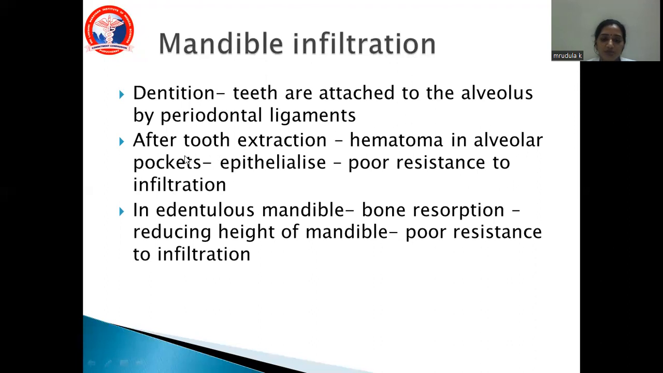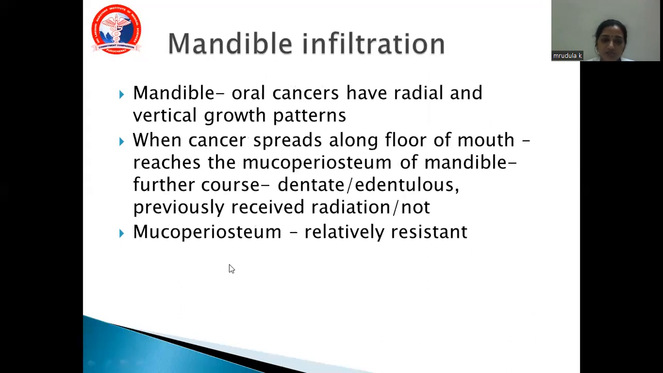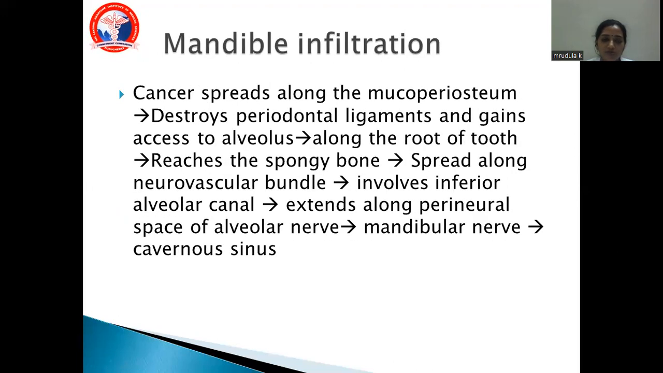That is, the mucoperiosteal layer is slightly interrupted. And in an edentulous mandible, there is bone resorption, reduction in the height of the mandible, and poor resistance to infiltration. In such cases, there is a high chance of tumor infiltration into the mandible. So the cancer spreads along the mucoperiosteum. It destroys the periodontal ligaments and gains access to the alveolus. And then the tumor travels along the root of the tooth and reaches the spongy bone of the mandible.